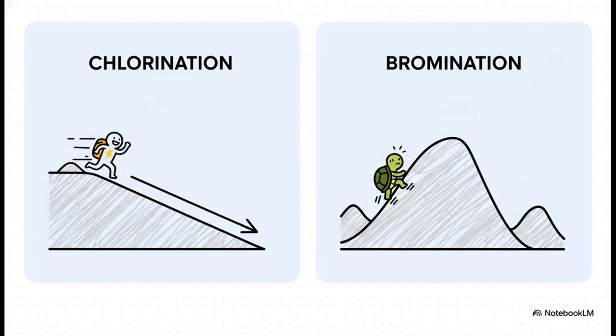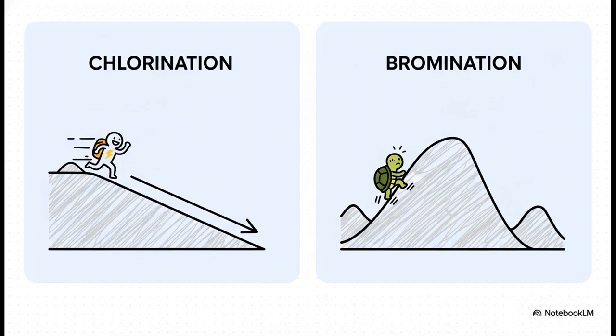That means it has a tiny little activation hill to get over, so it just goes fast. It takes the first path it sees, no second thoughts. But then you have bromine. Bromine is the slow, careful, selective one. Its journey is actually endothermic. It's an uphill climb. So it's facing this much bigger mountain.